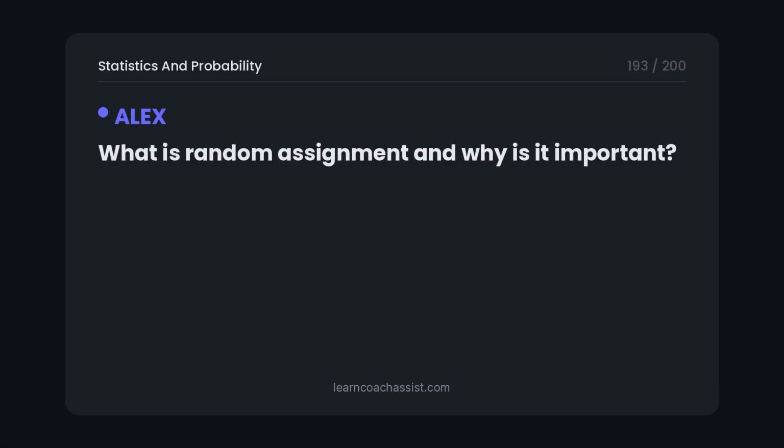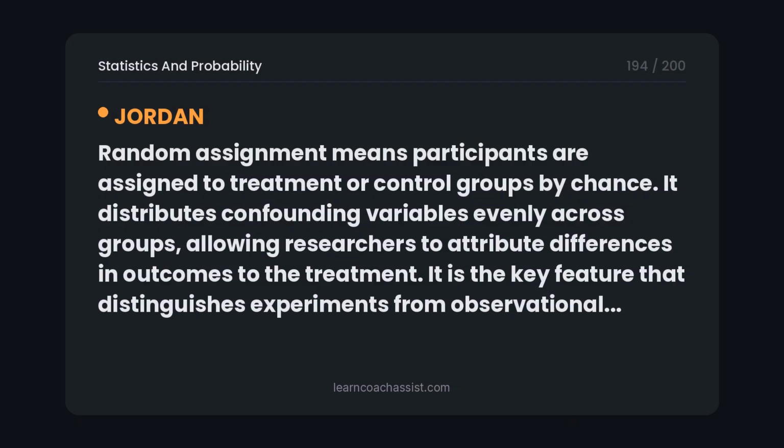What is random assignment and why is it important? Random assignment means participants are assigned to treatment or control groups by chance. It distributes confounding variables evenly across groups, allowing researchers to attribute differences in outcomes to the treatment. It is the key feature that distinguishes experiments from observational studies.